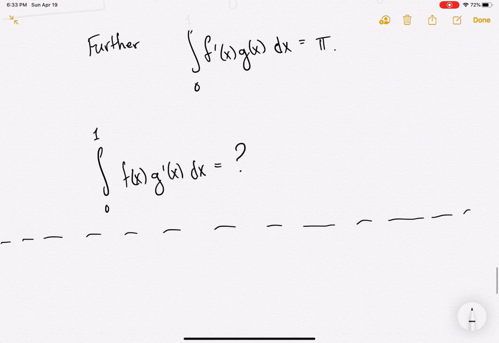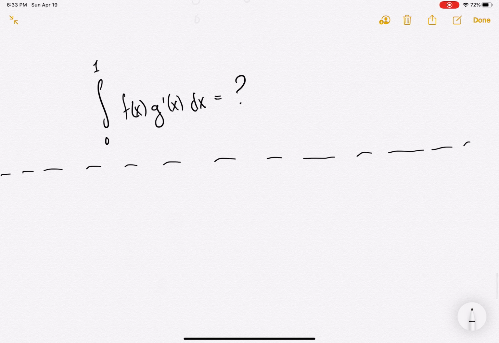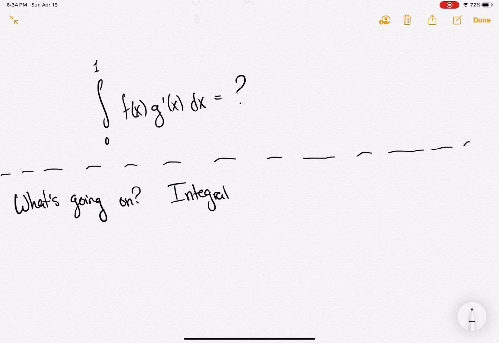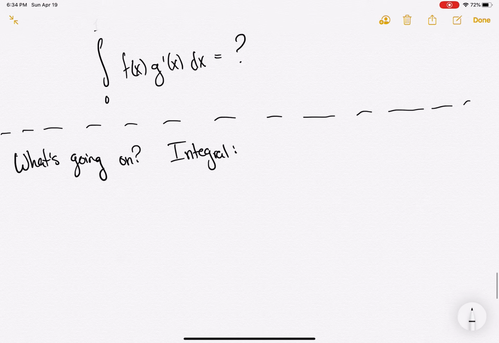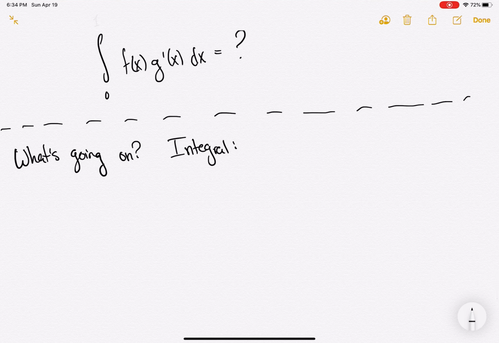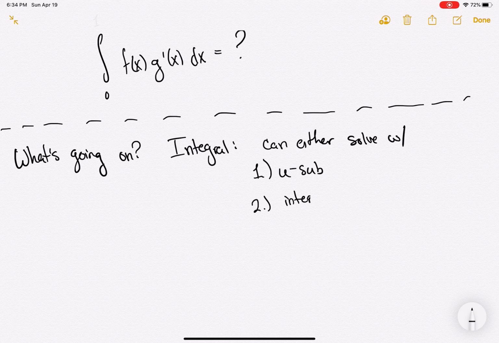What's going on here? We have an integral. And every time there's an integral, there's only two ways that we know how to solve it. You can either solve with u sub, or you can solve it with integration by parts.